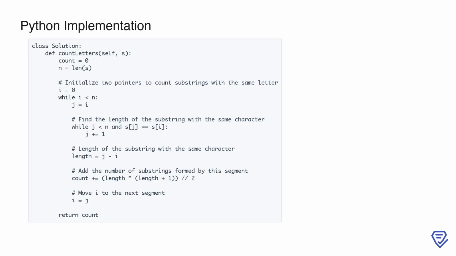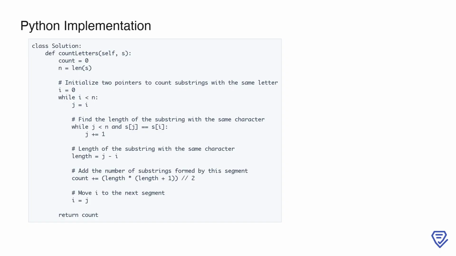Once the contiguous segment's length is identified, the number of substrings that can be formed from this segment is calculated using the formula length times (length plus 1) divided by 2, which sums up all substrings of lengths 1 through length. This result is then added to the count variable. Finally, the outer pointer i is moved to the end of the current segment, j, and the process repeats until all characters in the string have been processed. The function returns the total count of substrings as the result.